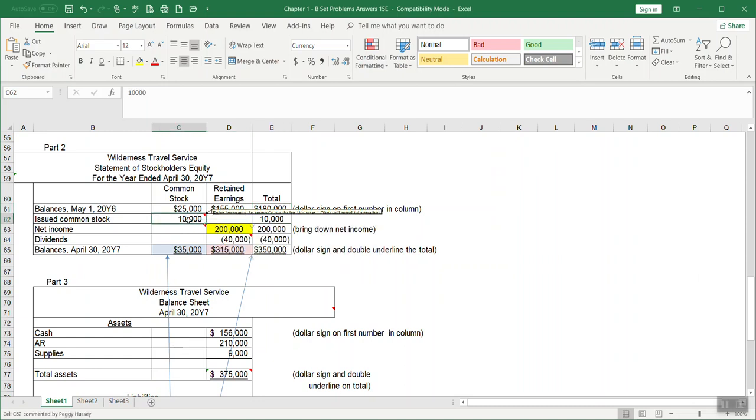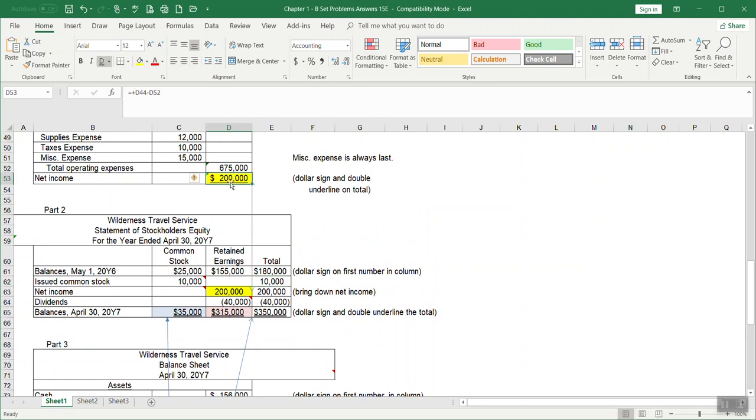So therefore, next in the common stock column, I'll put issued common stock of 10,000. So when I add it together, I have total common stock of 35,000 issued. I will also put the 10,000 in the total column.